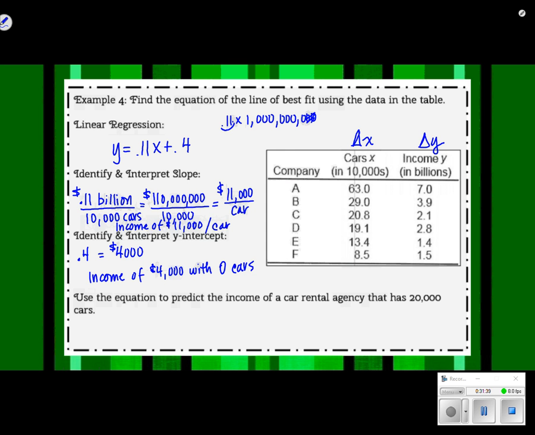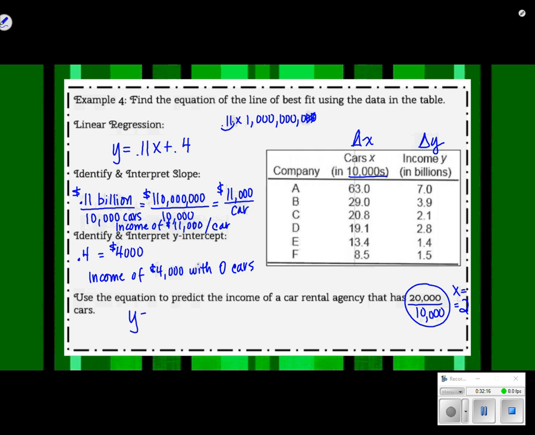All right, use the equation to predict the income of a car rental that has 20,000 cars. Now, we want to be very careful with this because we don't want to plug 20,000 in right away, because remember that the cars are in 10,000s. So if I want to figure out what to plug in for X, I need to look at dividing that and getting 2. So I want to plug in 2 for X, and then get a Y value, and then look at, okay, this is Y values in billions of dollars. So again, we're having to look at a little bit of a conversion factor.